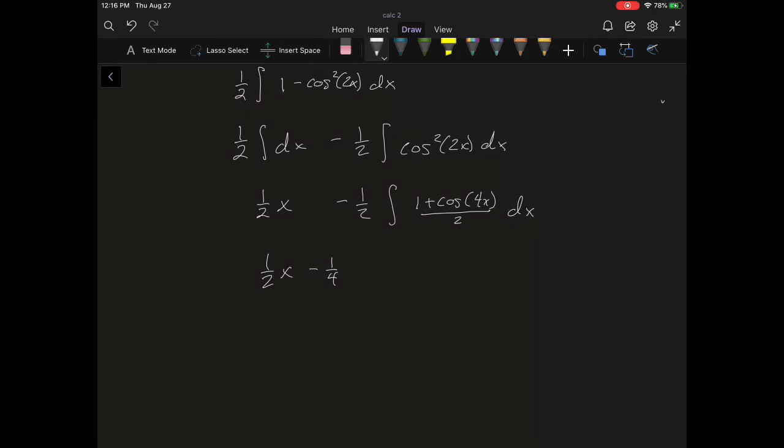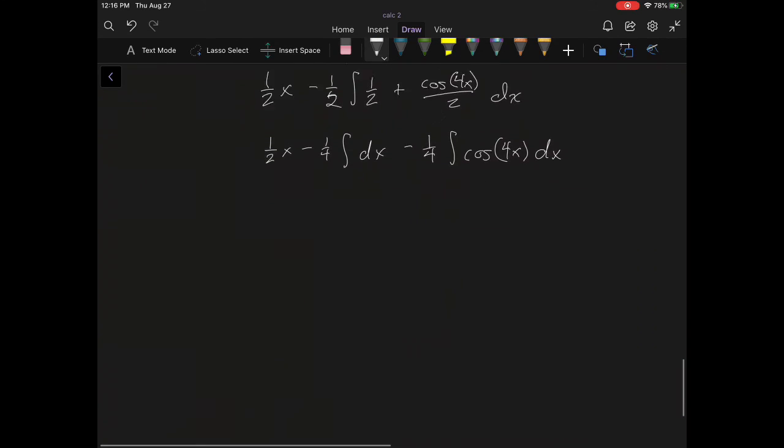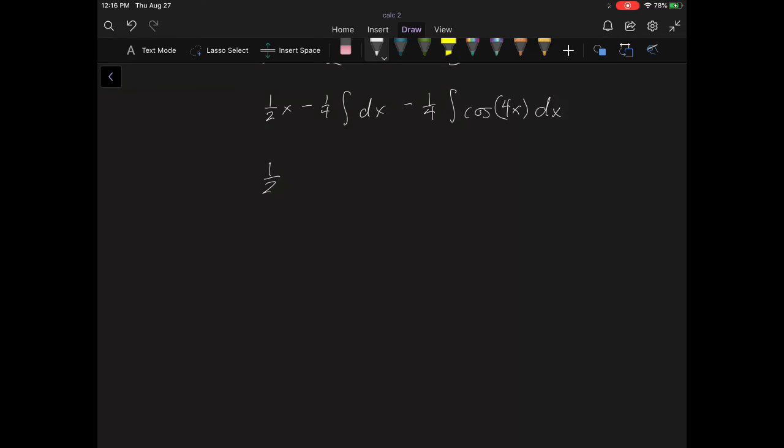So on one side we just get x after we integrate, and on the other side we get something that we're going to half angle again. So when we do that, we get 1 plus cosine 4x over 2. We can pull that 2 out, and we'll just have the integral of 1 plus cosine 4x. So the integral of dx is just x.